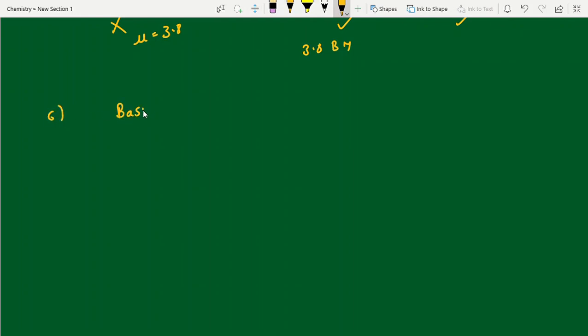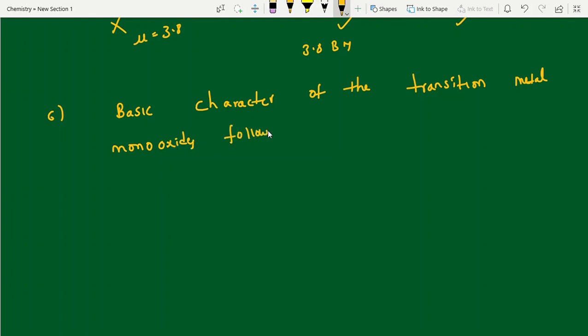Basic character of the transition metal monoxide follows the order. Okay, they just gave elements: titanium, they gave vanadium, they gave chromium, iron.